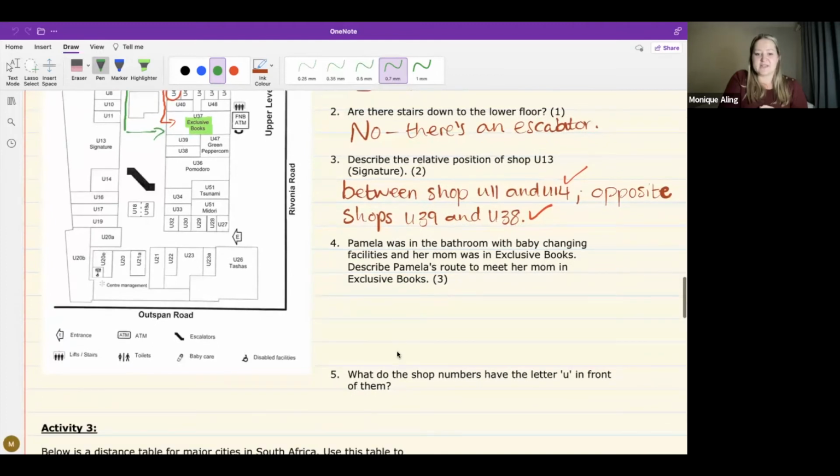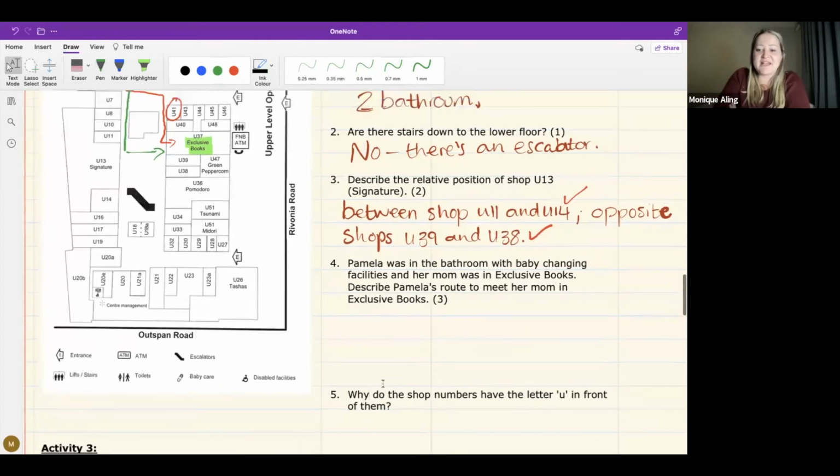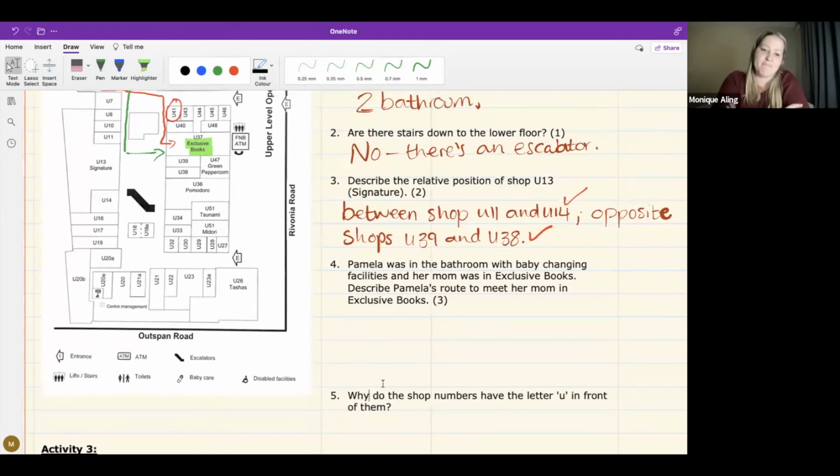Oh, I see there's a typo here and a question. Was way simple and descriptive as possible. Yeah. It doesn't have to be too detailed, but include some details so you can get all your marks. Okay. Then I see here: why do the shop numbers have the letter U in front of them? Why is it U16, U17?